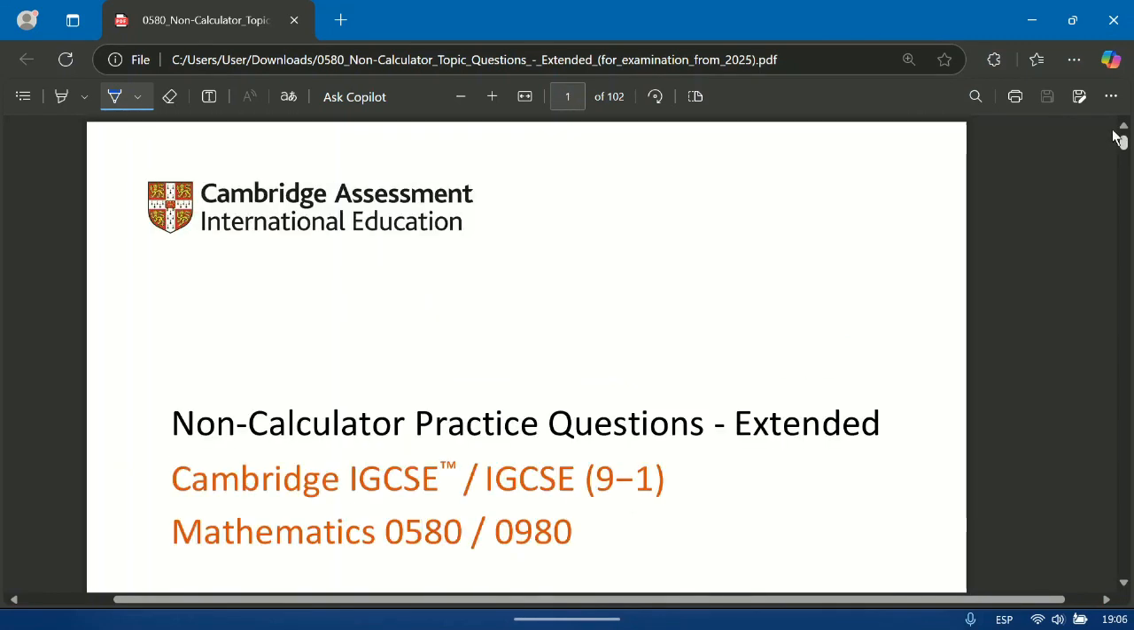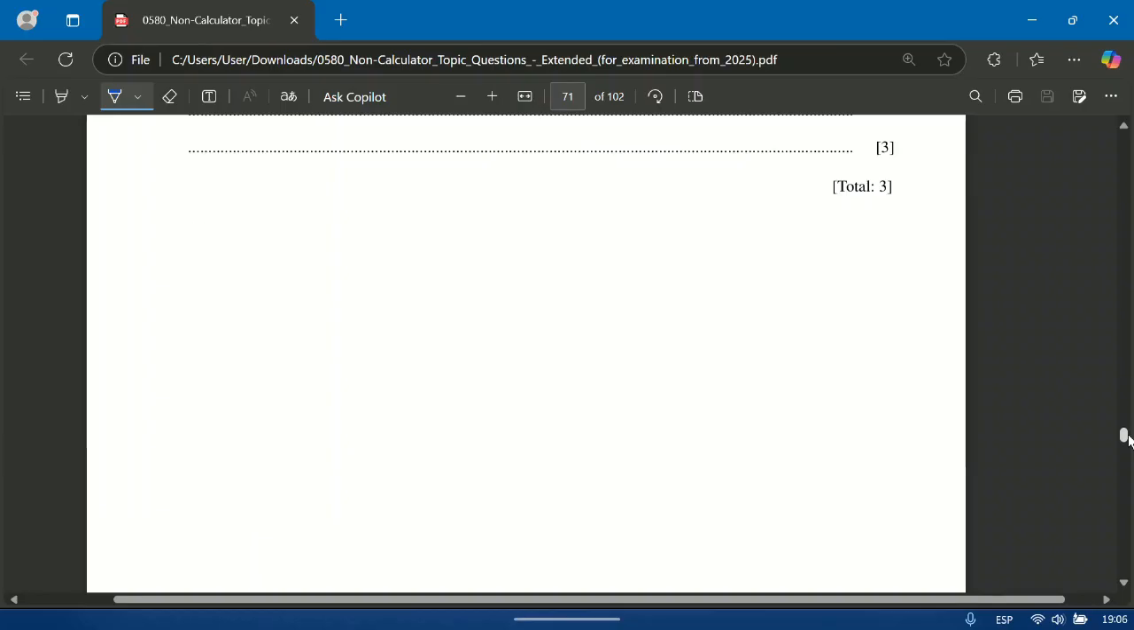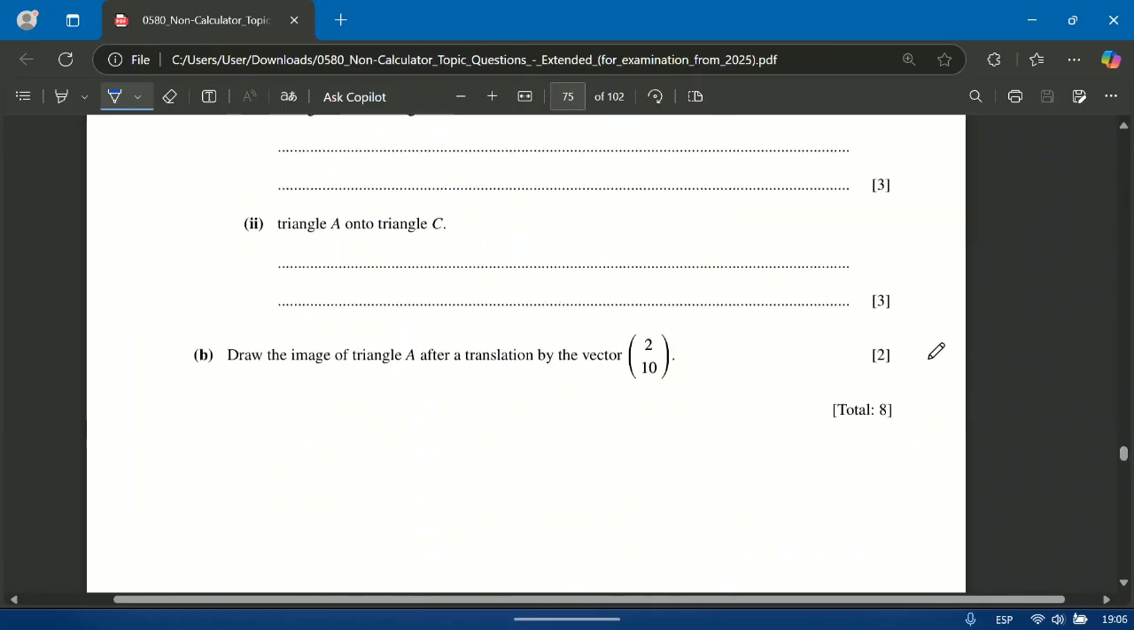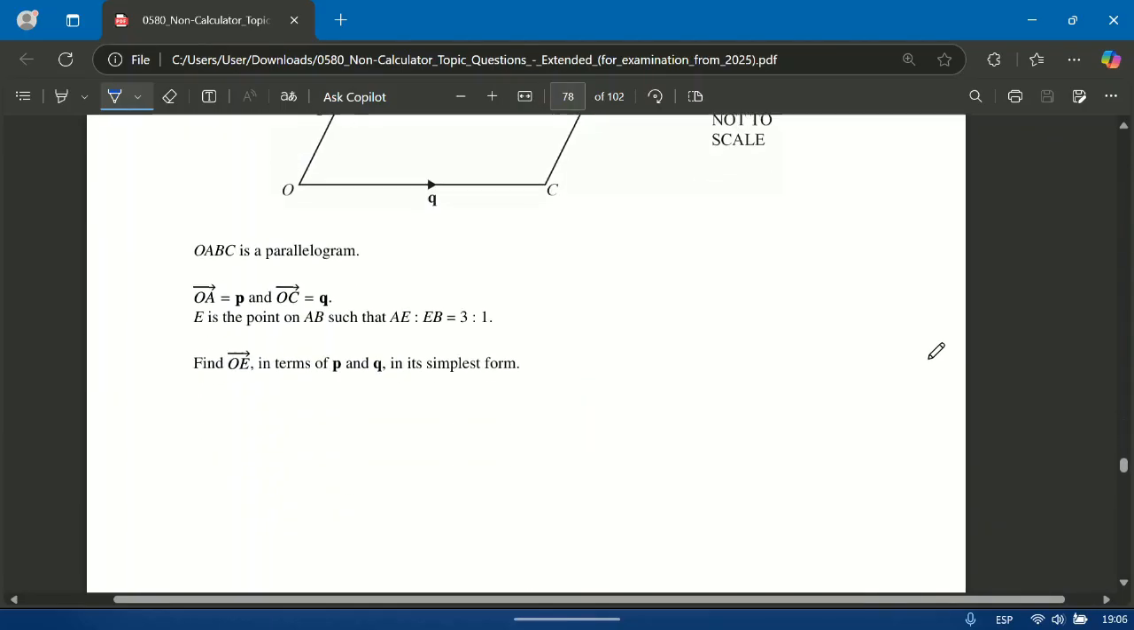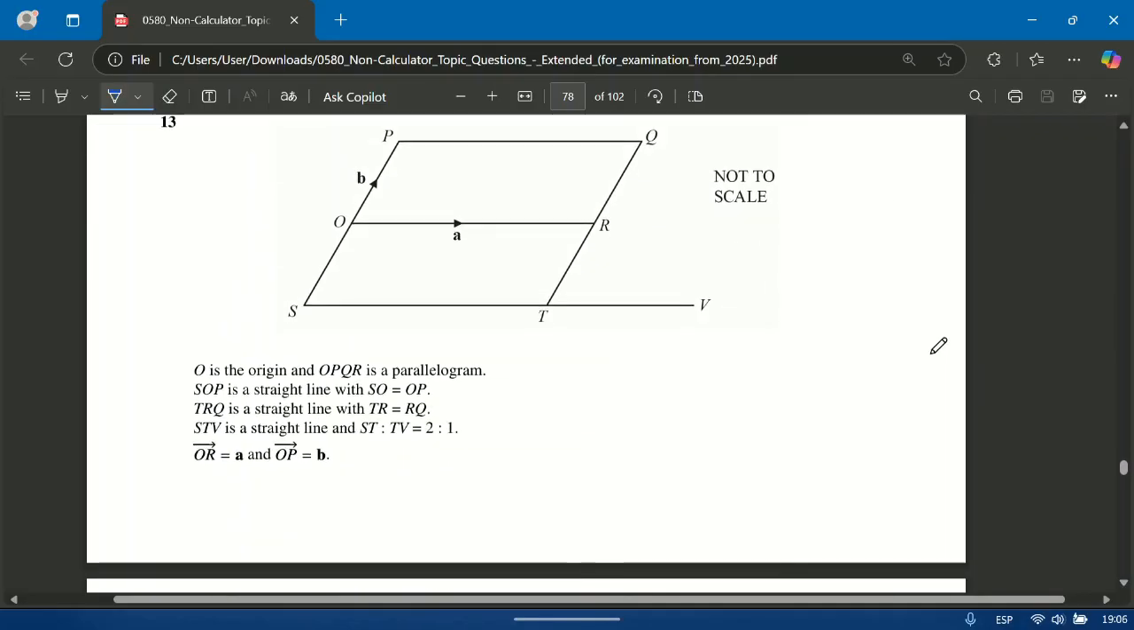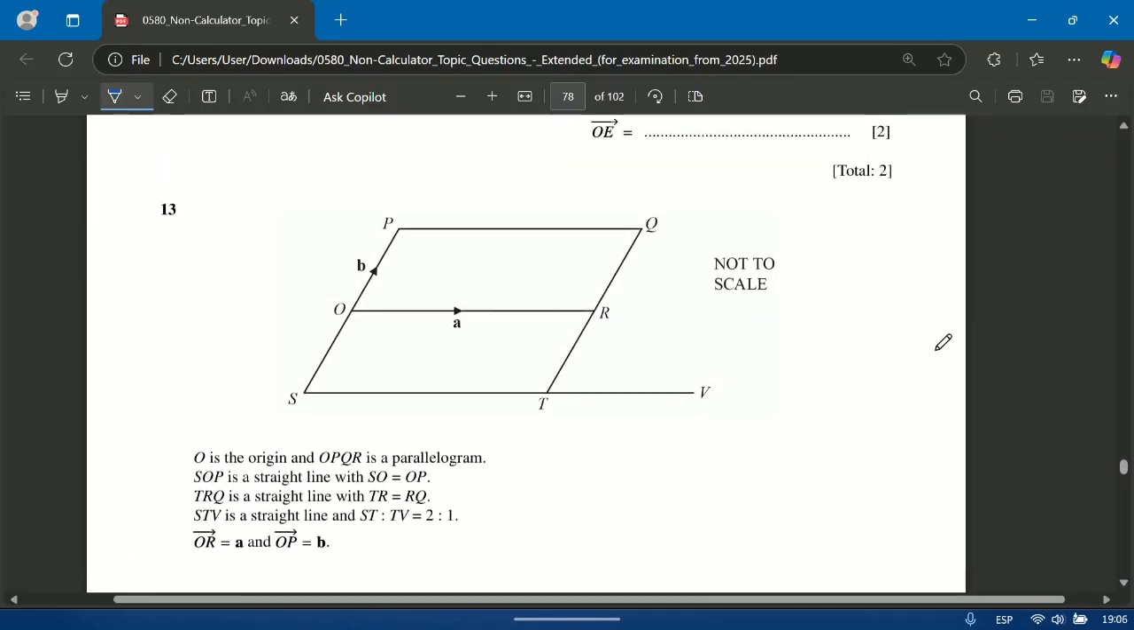Welcome here, and we're doing the Cambridge non-calculator practice questions, extended ones. And we're looking at vector questions, and specifically question 13. Right. First thing we're going to do is go through all the information carefully.